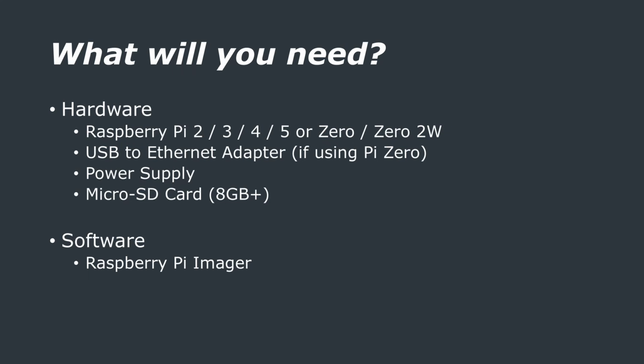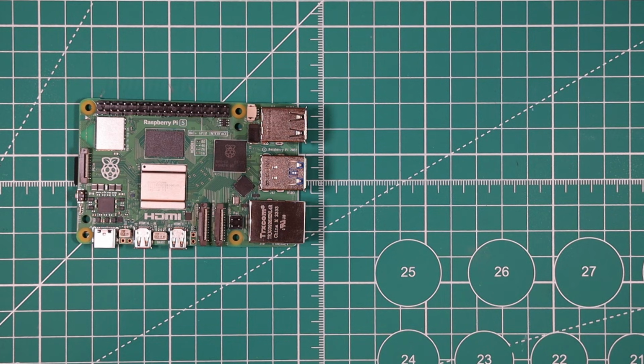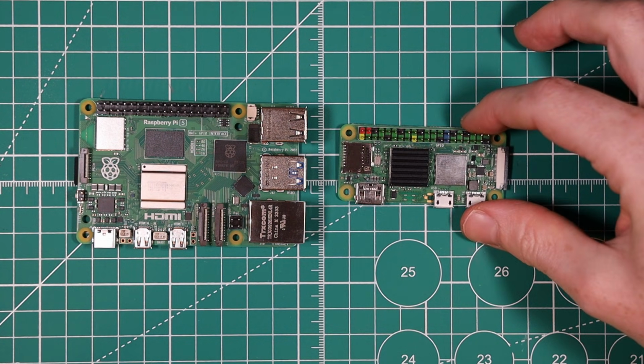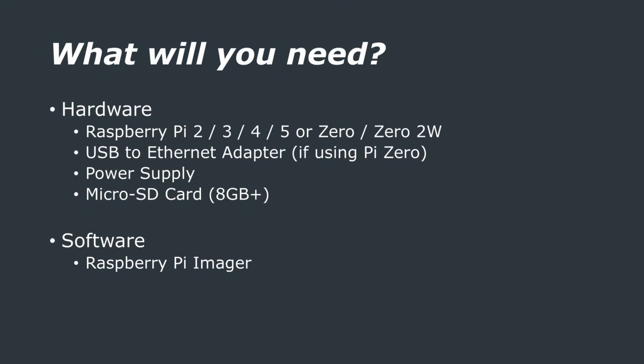To get started, we're going to need a Raspberry Pi. The version of the Raspberry Pi doesn't really matter. You can use anything from a Pi 2 to a Pi 5, or even a 0. In my case, I'm going to use a Pi 02W. If you're going to run more than just PiHole on this device, then I would recommend something with a bit more grunt like the Pi 4 or 5.